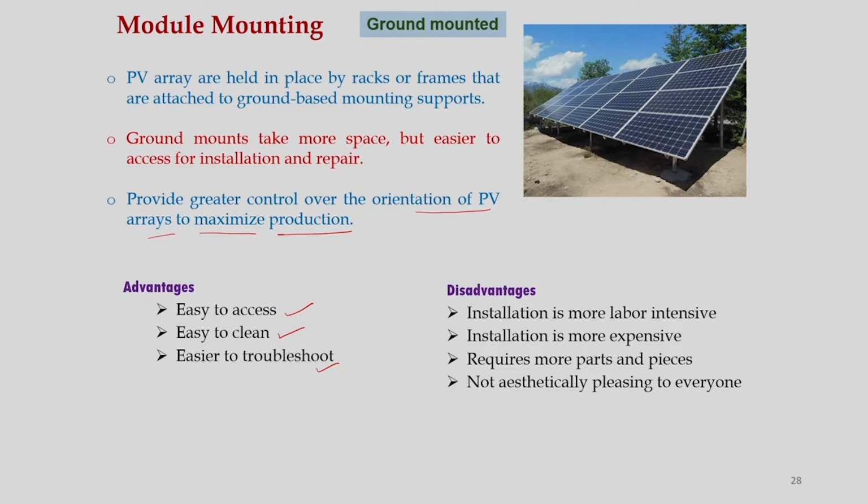And other disadvantages, like installation is more labor intensive, installation is more expensive, and requires more parts and pieces, and it is not aesthetically pleasing to everyone. Okay? Sometimes people claim it does not look good if we install this kind of system maybe near the playground or near their garden. So, this is one of the disadvantages of a ground mounted PV system.